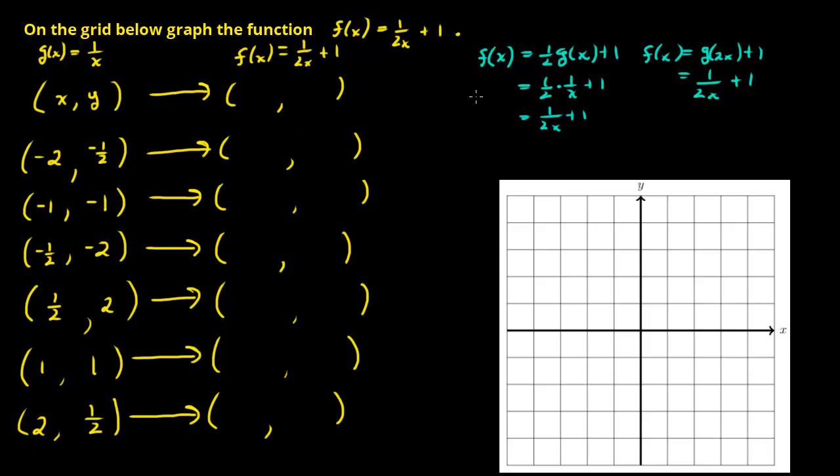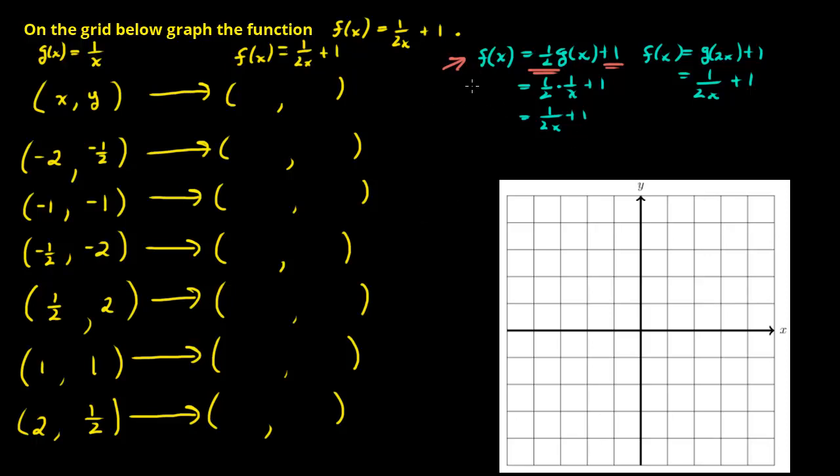Let's now think about what transformations have been applied to the function g of x in order to get f of x. Well, here we can see that if we use this form for f of x, the factor 1/2 g of x is a vertical compression by a factor of 1/2. And when I add 1 to g of x, that is a vertical translation up 1 unit.